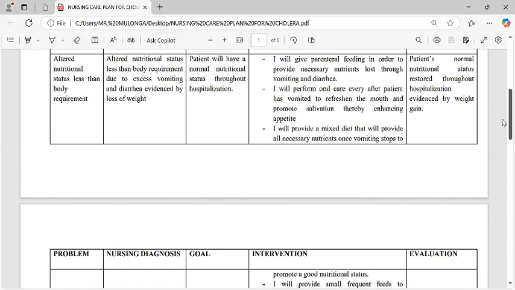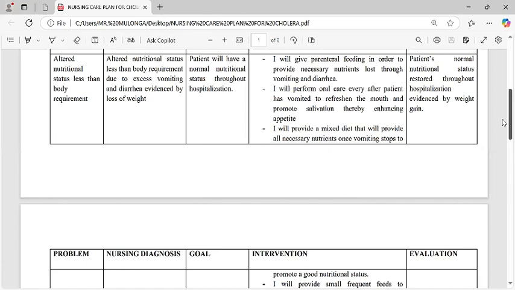So our interventions read: I will give parenteral feeding in order to provide necessary nutrients lost through vomiting and diarrhea. As we know, parenteral feeding is the type of feeding that is other than oral, so other routes of administration other than oral. So we are going to make sure that we give this patient nutrients through parenteral feeding.